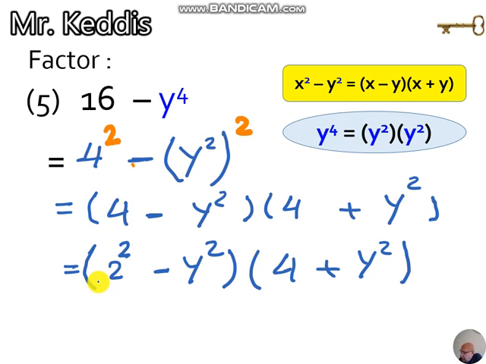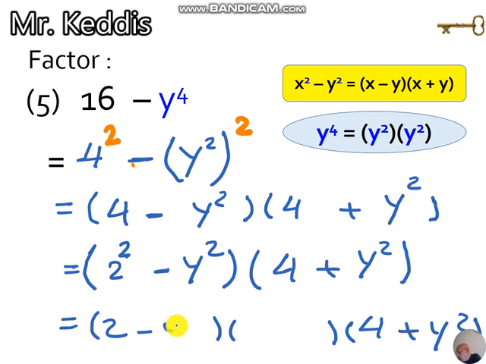I factor this: 2 minus y and 2 plus y. The last term is 4 plus y squared. And this one, 2 minus y and 2 plus y.